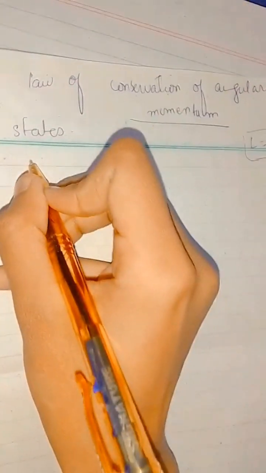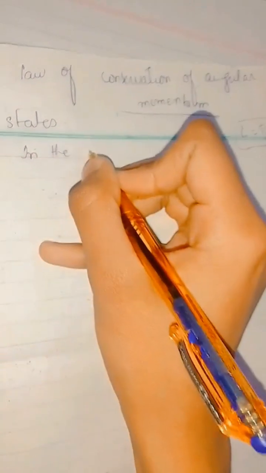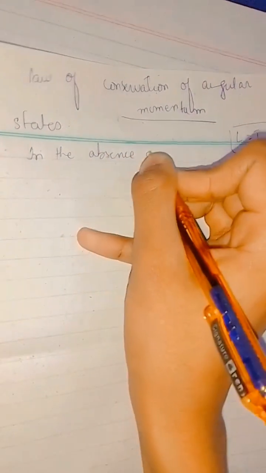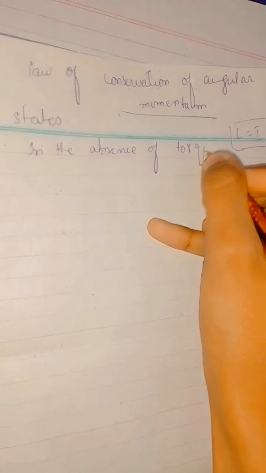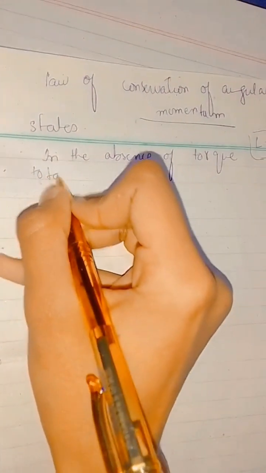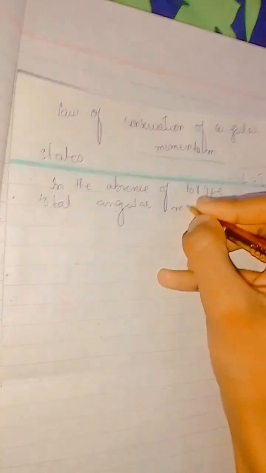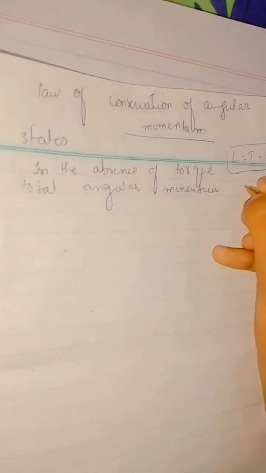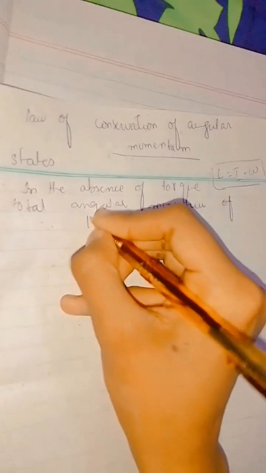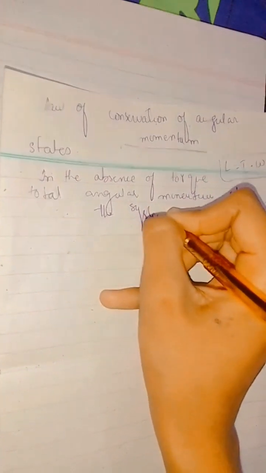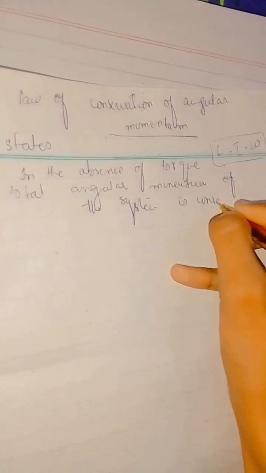Now what does the law of conservation of angular momentum state? It states that in the absence of torque, total angular momentum of the system is conserved. What does it mean? In the absence of torque, total angular momentum of the system will be conserved.